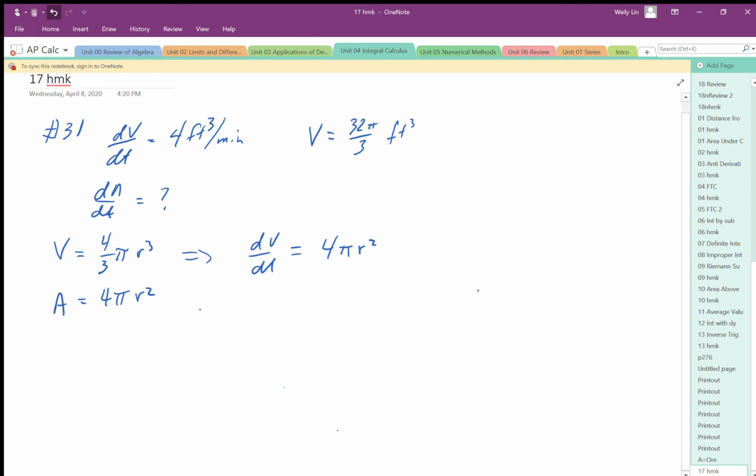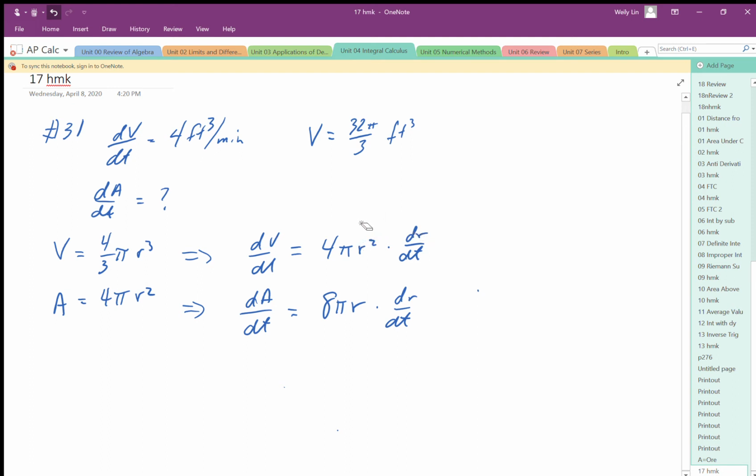Okay, and then the derivative of the surface area, this is what we're looking for, dA by dt is going to be 8 pi, oops, sorry, I forgot to multiply, that's an embedded function, so I need to apply the chain rule. This one's going to be 8 pi r, and again, this is the chain rule here. Okay, so right now I have dV by dt, I don't know r, I don't know dr by dt.